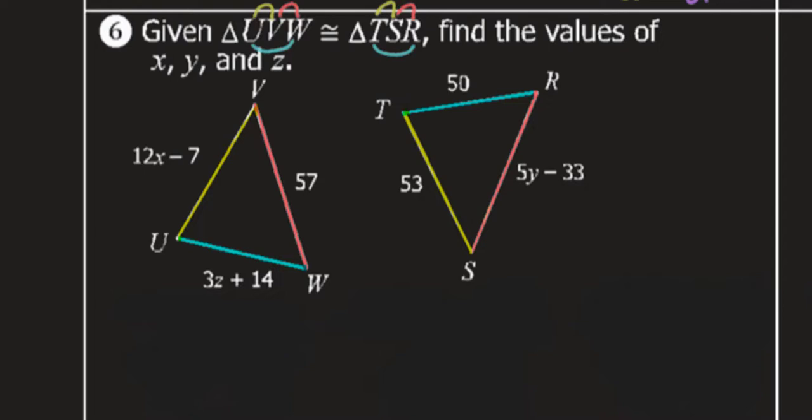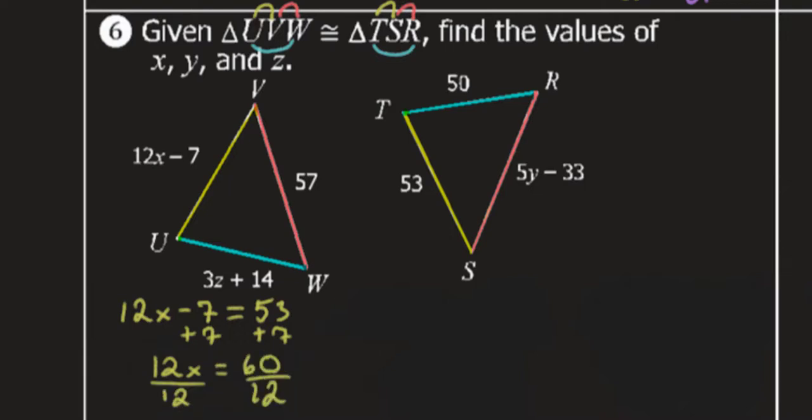UV is congruent to TS, so 12x minus 7 must be equal to 53. Add 7 to both sides. 12x equals 60. Divide by 12, divide by 12, x equals 5. VW is congruent to RS.